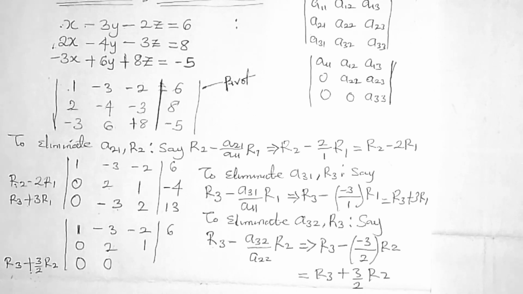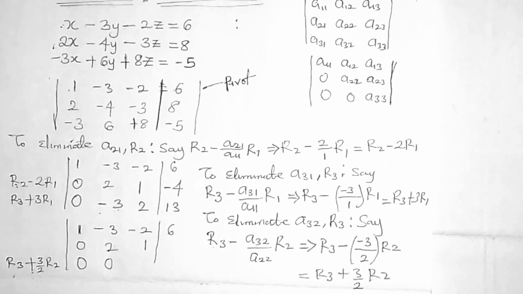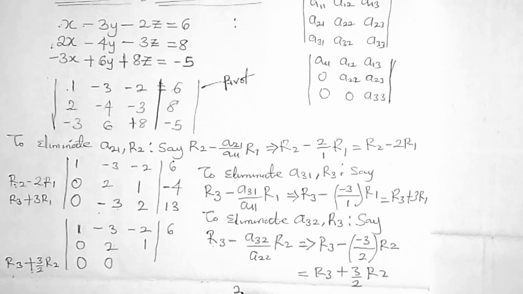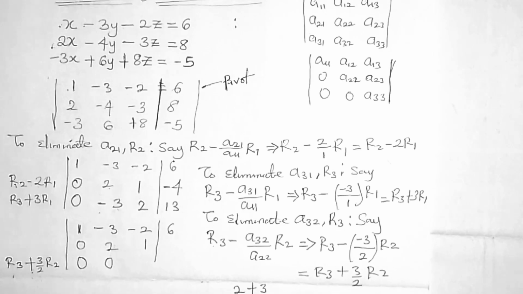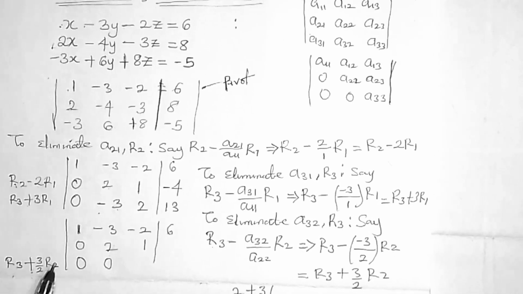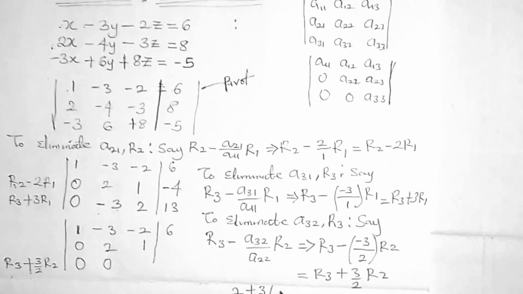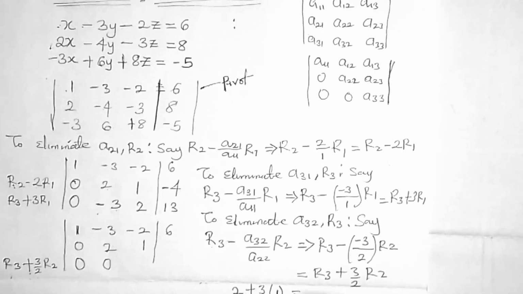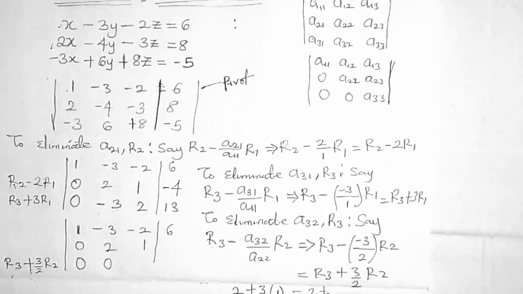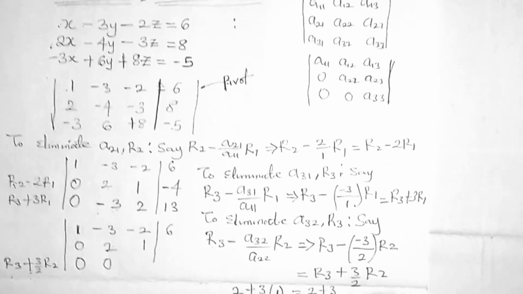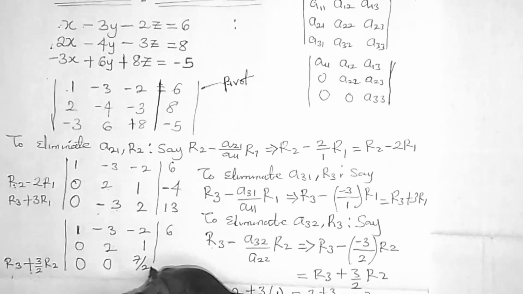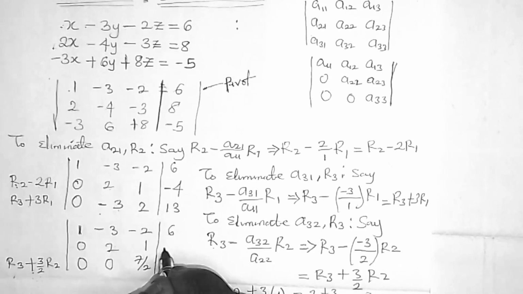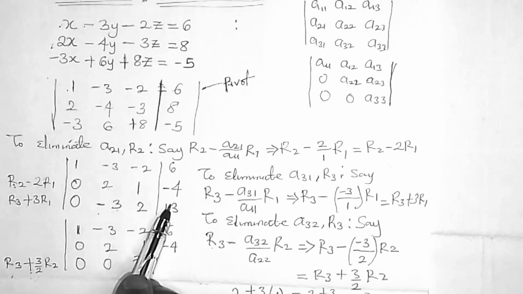Now what is the next thing? R3, which is 2. Let me write that here. R3, which is 2, plus 3 over 2 multiplied by your R2. What is your R2 here? 1. So that will give us 2 plus 3 over 2, which will give us 7 over 2. Are you seeing that now? Don't forget what is here. This is minus 4.